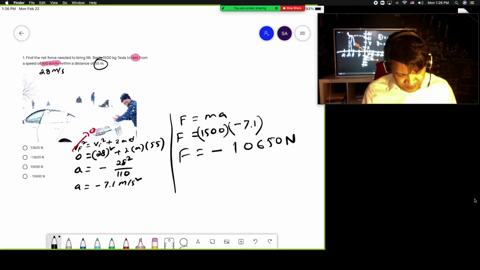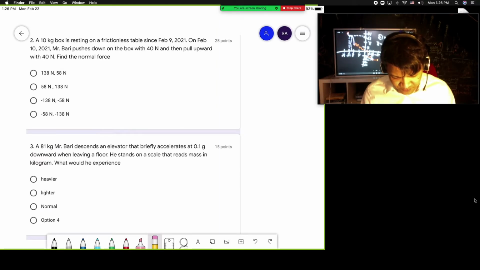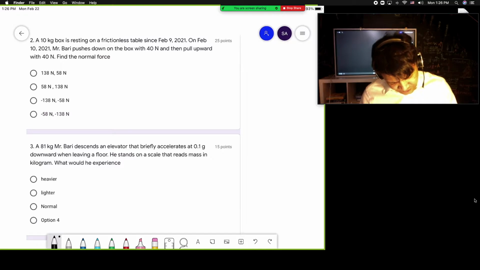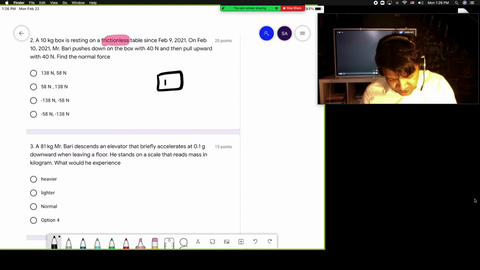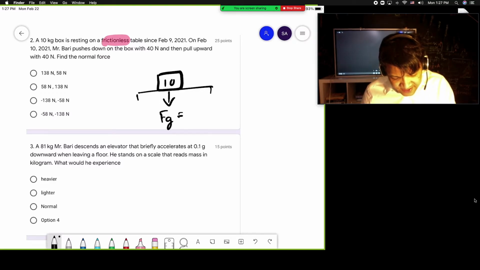Now we're going to take a look at problem number 2. So let's tackle problem number 2 first. So 10 kilogram, gravity. Okay, so frictionless, which makes our life a little easier. So let's see what's going on. The box is 10 kilogram. The box is on the table. The FG is 98 Newton.